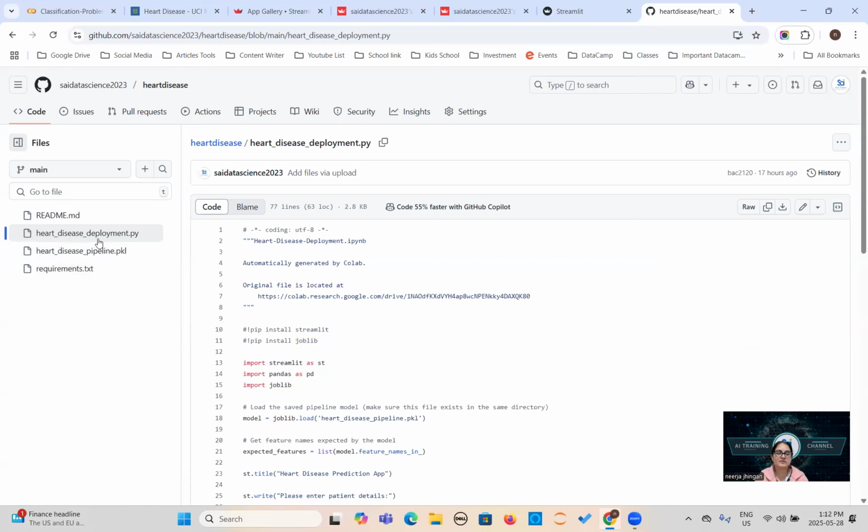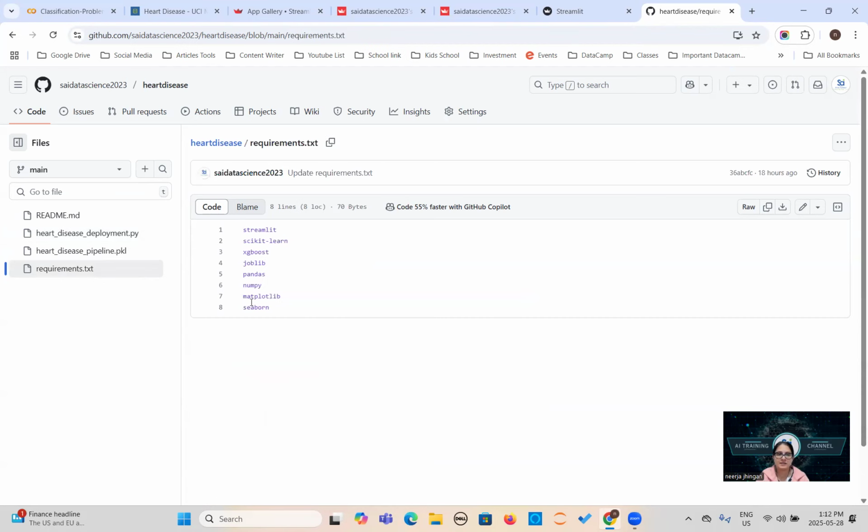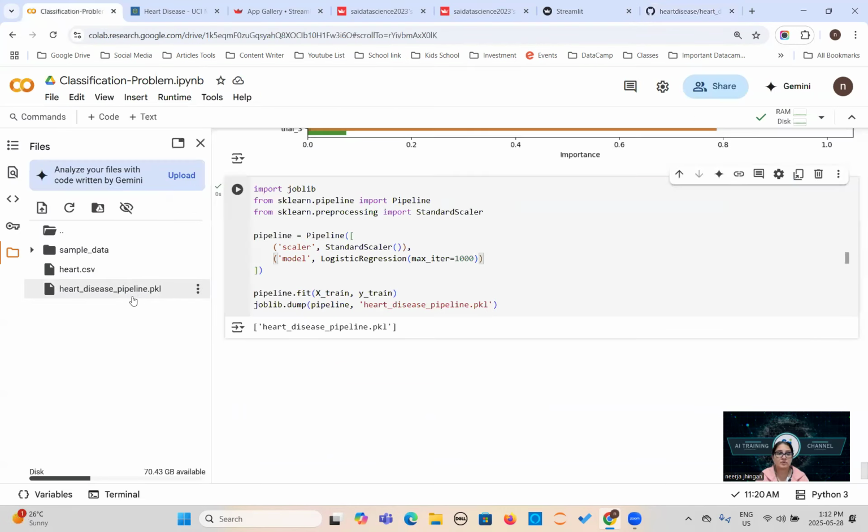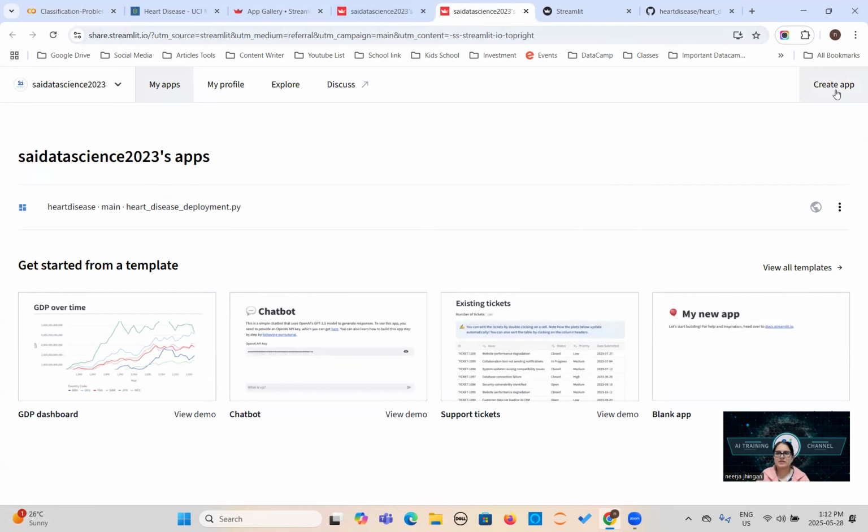So the first file is your py file in which you have written all the Streamlit front end code, and the requirement txt file where you will list all the libraries you want Streamlit to install to run your model. I have mentioned many libraries, there is no harm in that. And then this is your model, the model you have saved, which we have downloaded from here. That's it. You need only three files. Sorry, and then you can click on create app.